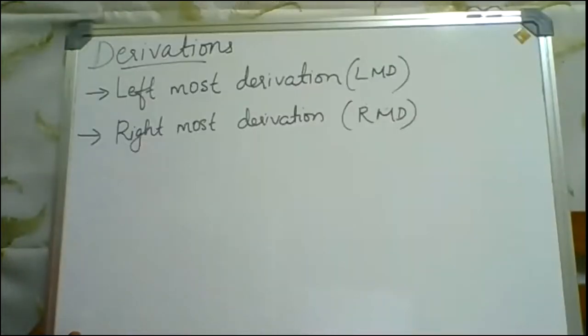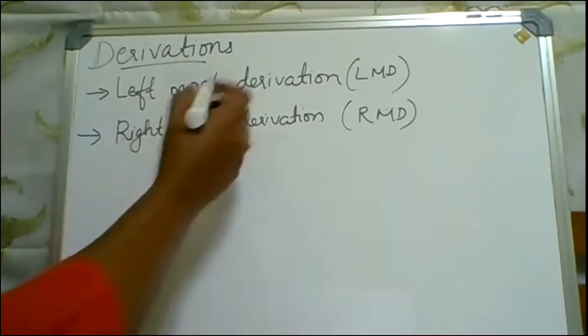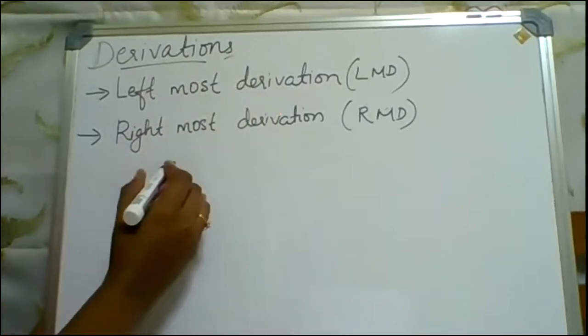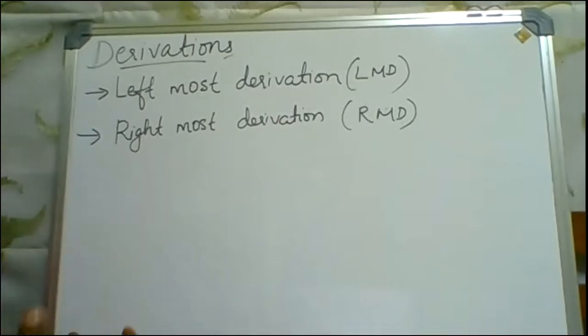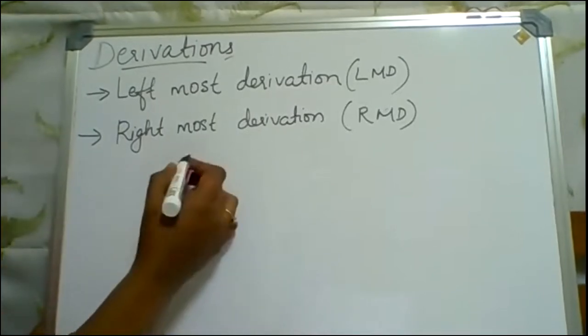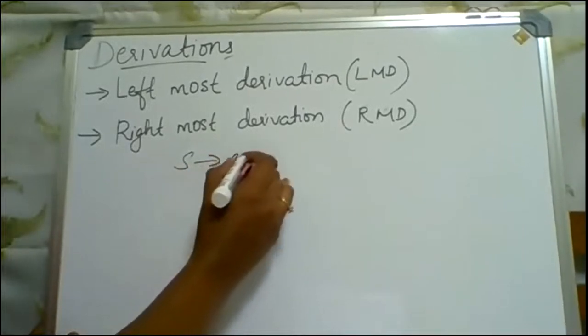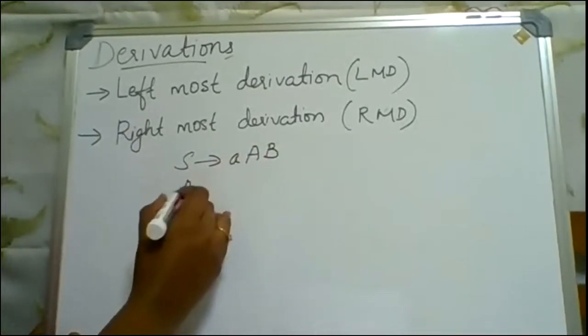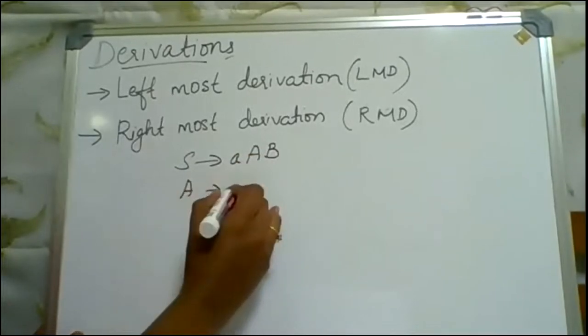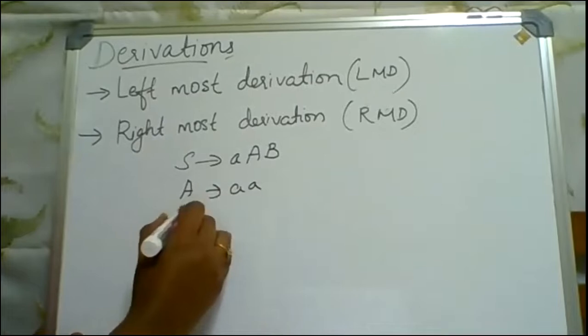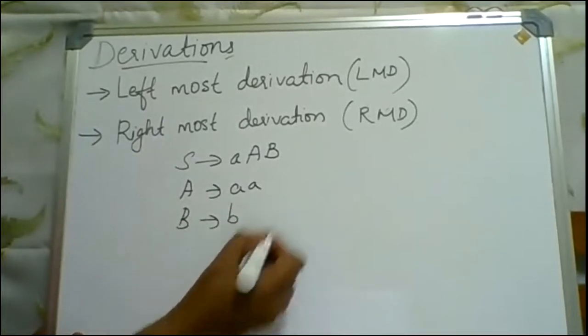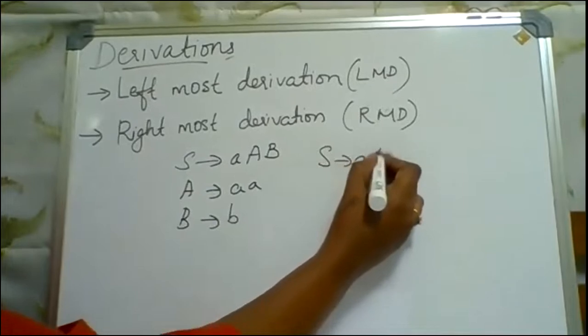Now let us see about derivations. The process of replacing a variable at every step is called derivation. In the previous example, you saw that to generate a language, you replace a variable with any of its productions, and that process is called derivation. Say for example, assume the production of A is AA and of B is B, and we start with AB.